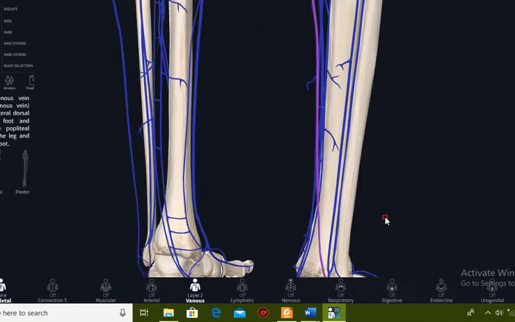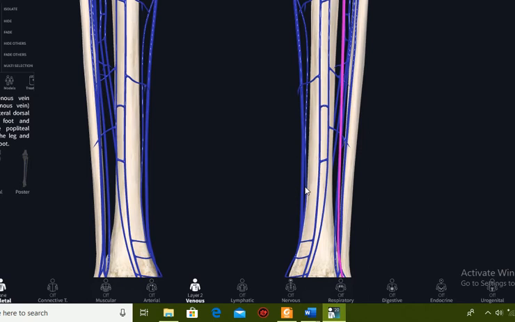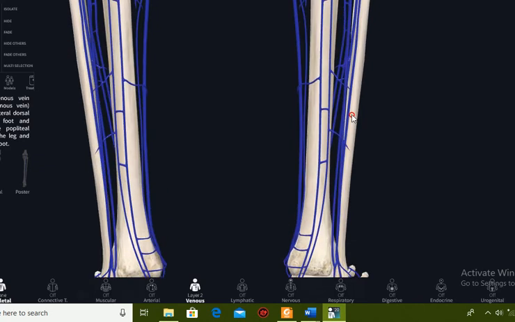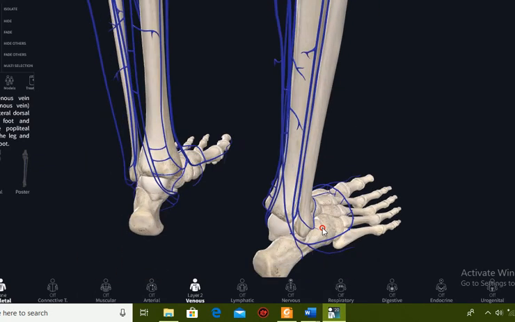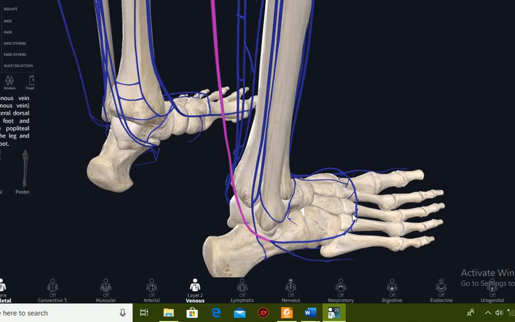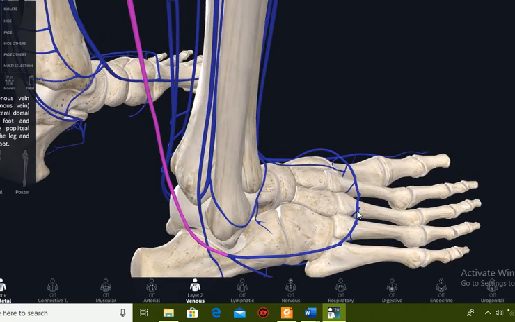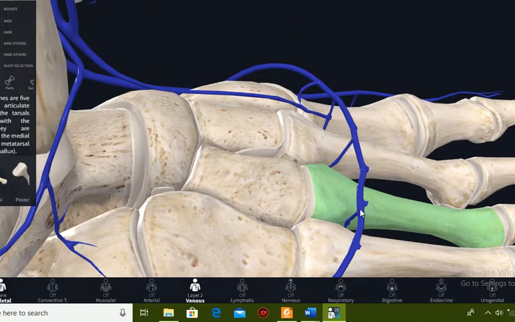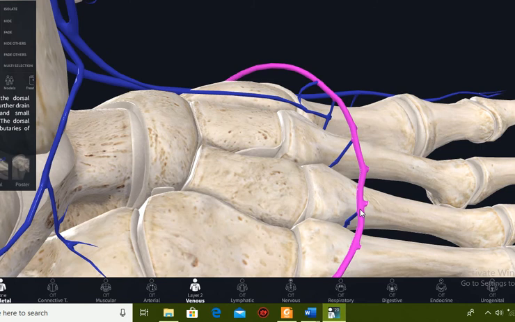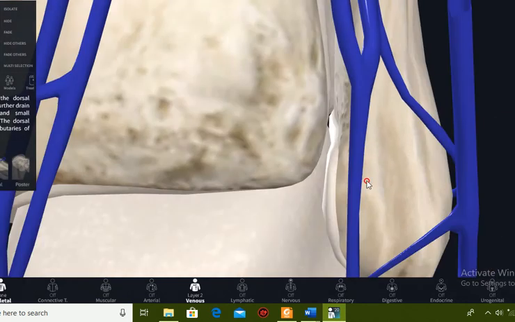So you see that on the medial side of the foot, you have the greater saphenous vein which takes blood supply, but on the lateral side of the foot you have the lesser saphenous vein. All of them take this from this particular arch. There's a particular arch here which is going to be called the dorsal venous arch.